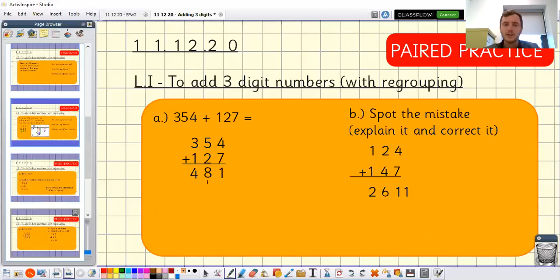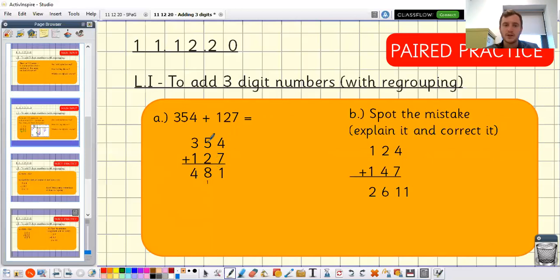Moving on, let's look at those ones. So for this one, I've just used the column method this time. I've done 4 plus 7, that makes 11. So I've left one of my ones there and I regrouped 10 ones to make one extra 10, which is why that small one is written here.